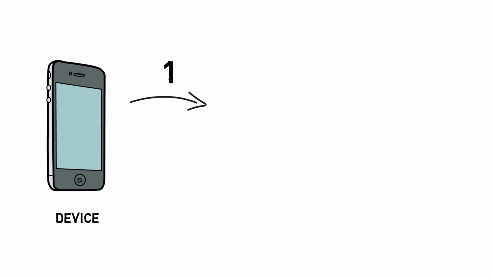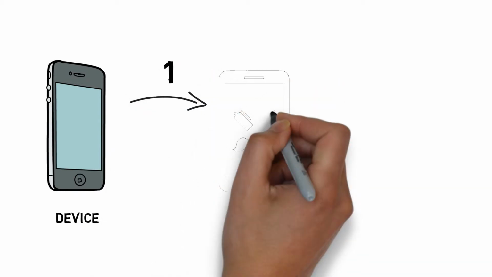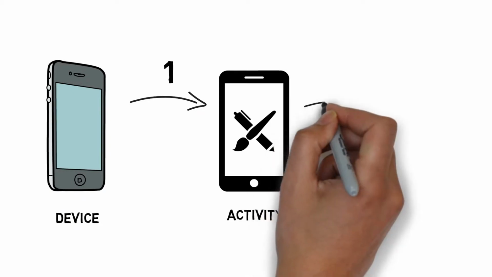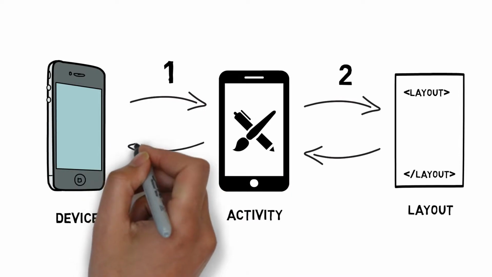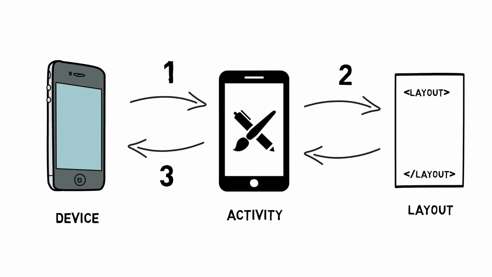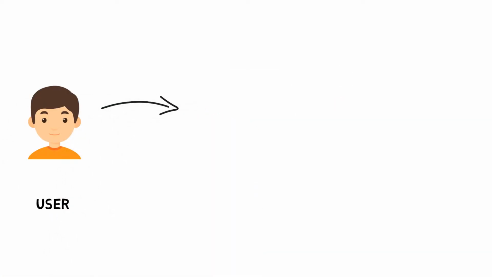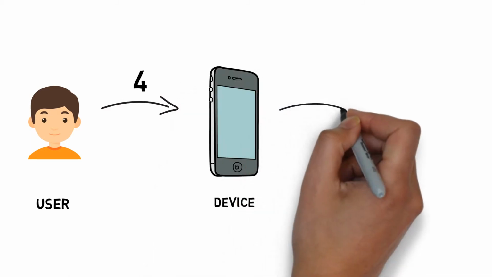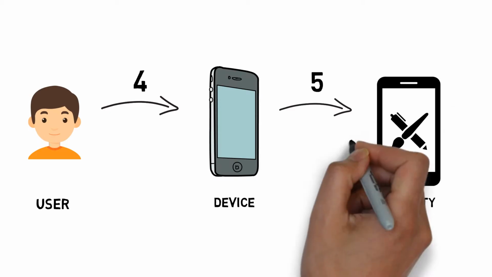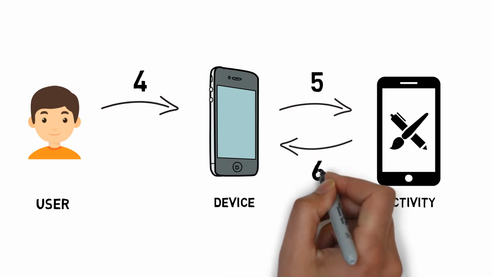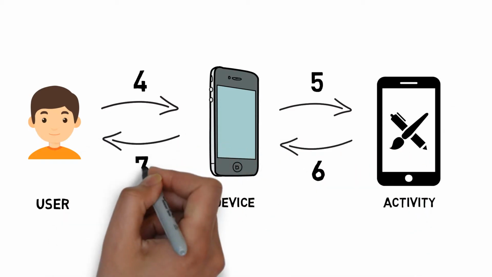First, the device launches your app and creates an activity object. The activity object specifies a layout. The activity tells Android to display the layout on screen. The user interacts with the layout that's displayed on the device. The activity responds to these interactions by running application code. The activity updates the display, which the user sees on the device.